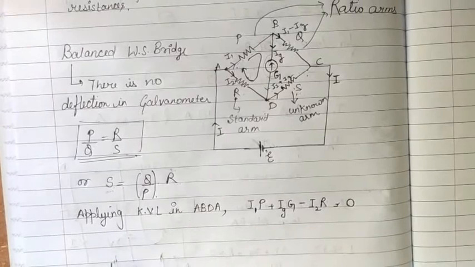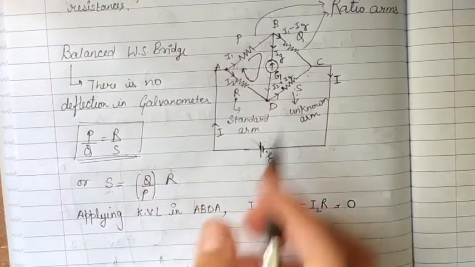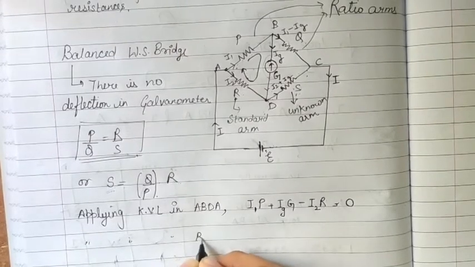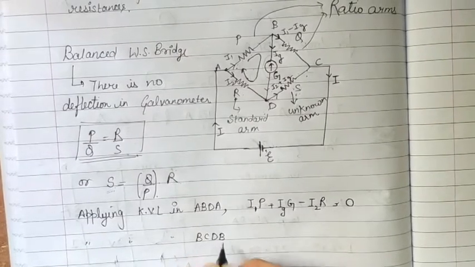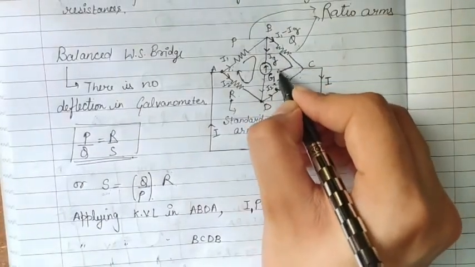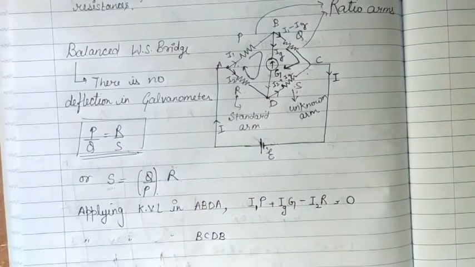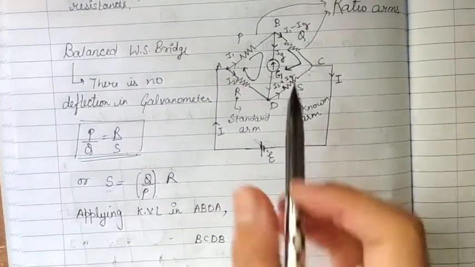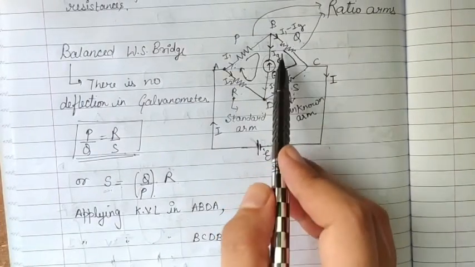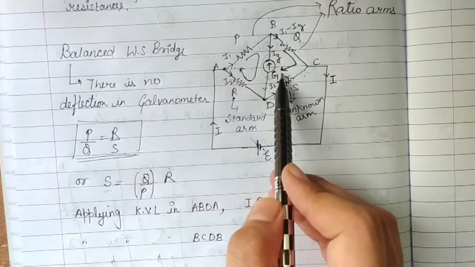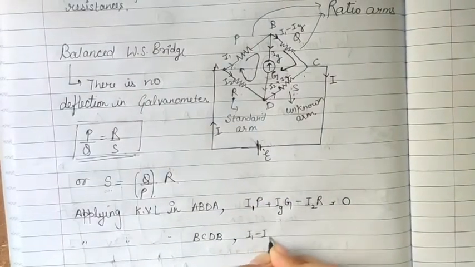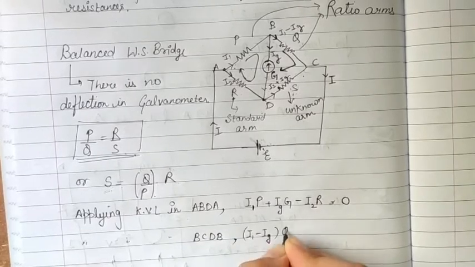Now for the next loop, that is B C D B, applying Kirchhoff's voltage law in the loop B C D B. Again we are going in clockwise direction, right? In clockwise direction. So what will be the answer? For the resistance Q, the direction of current I1 minus Ig and our motion are in same direction, so it will be in positive, that is I1 minus Ig into Q.